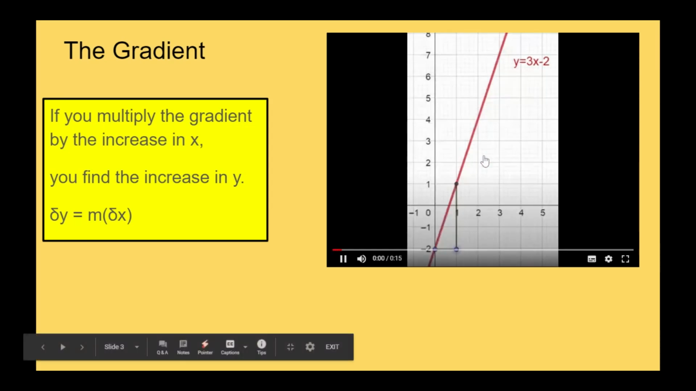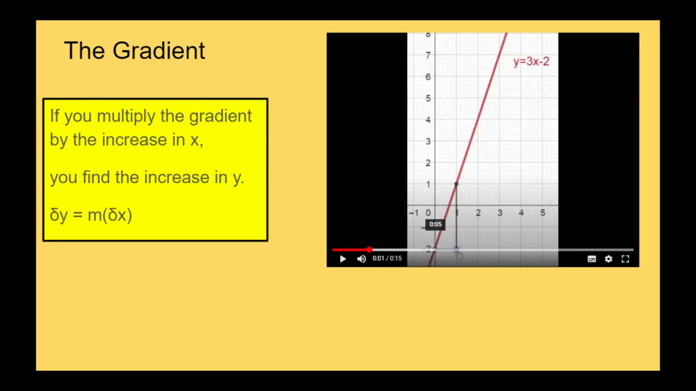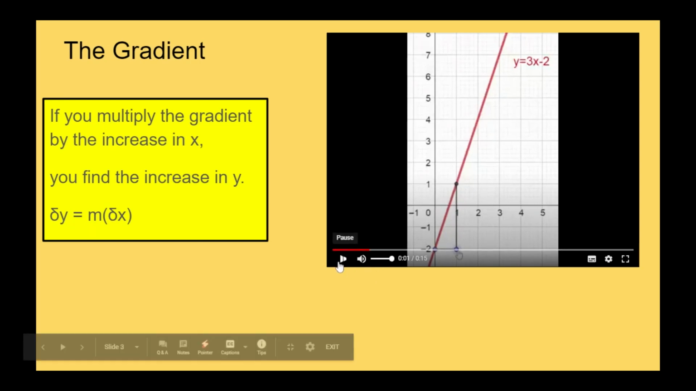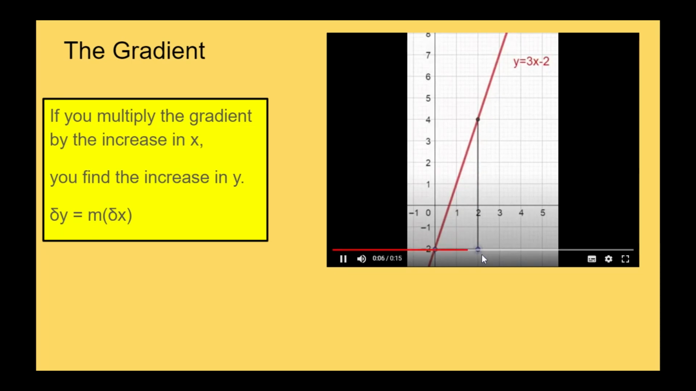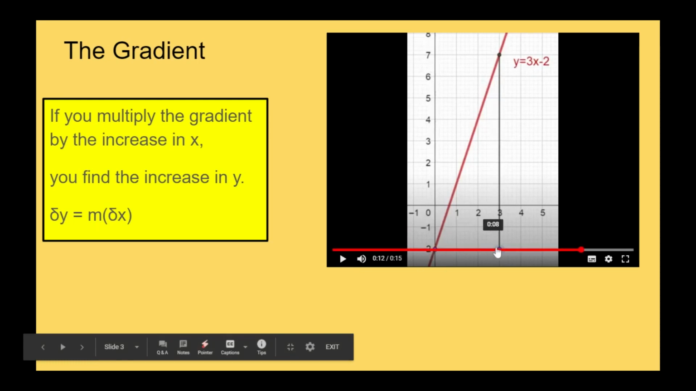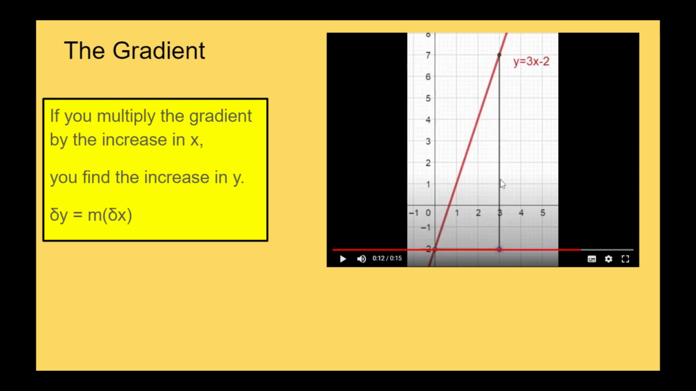Let's have a look at this. So here we've got the same line, same function. We've got a step length of 1. Gradient is 3, so 1 times 3 is 3. And the graph goes from -2 up to 1 at this point. What happens if we increase the step length? Well, now it's horizontally 2, so it goes up 2 lots of 3, from -2 up to 4. Now the step length is 3, so we get 3 lots of the gradient, -2 up to 7.